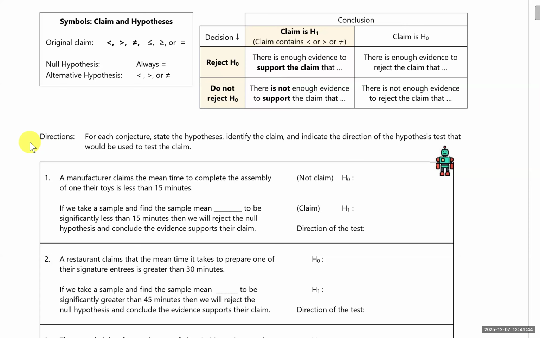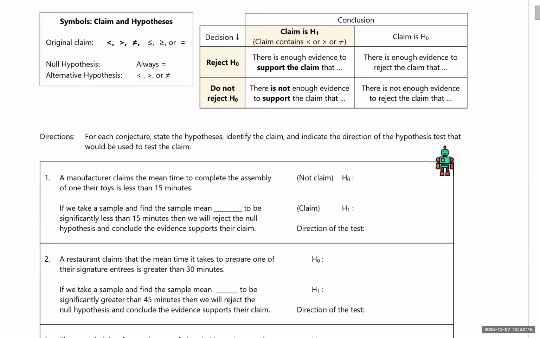All right, directions. For each conjecture, state the hypotheses, identify the claim, and indicate the direction of the test that would be used to test the claim. So let's jump in here. What we're going to do is just change the English first into symbols. A manufacturer claims that the mean time to complete the assembly of one of their toys is less than 15 minutes. Remember, we're looking for a less, a greater, or a not equal to, and that says less. So far here, we are in good shape.